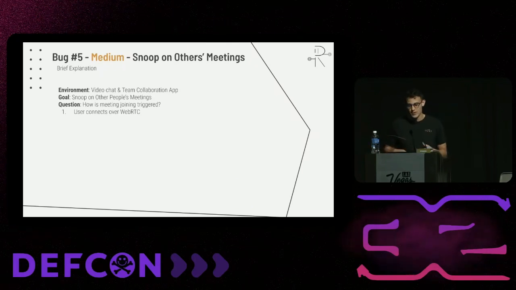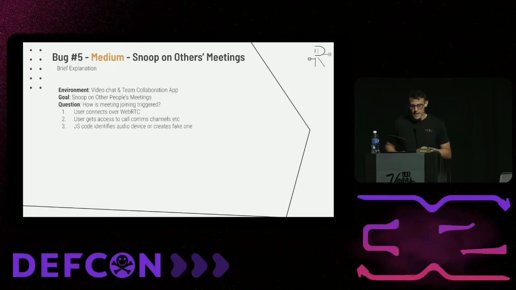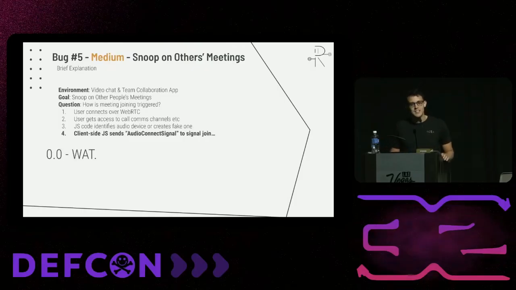So how does this joining meeting work? The user connects first over WebRTC, then they get all of the information like the call, comms channels, etc. And then the JS code identifies an audio device that the user can use, or it creates a fake audio device, and then the client-side JS sends the audio connect signal to join. Wait, what? It sends an audio connect signal to join. That little bloop that you hear when you join a meeting was the thing actually triggering the participant list update, which I really could not believe.